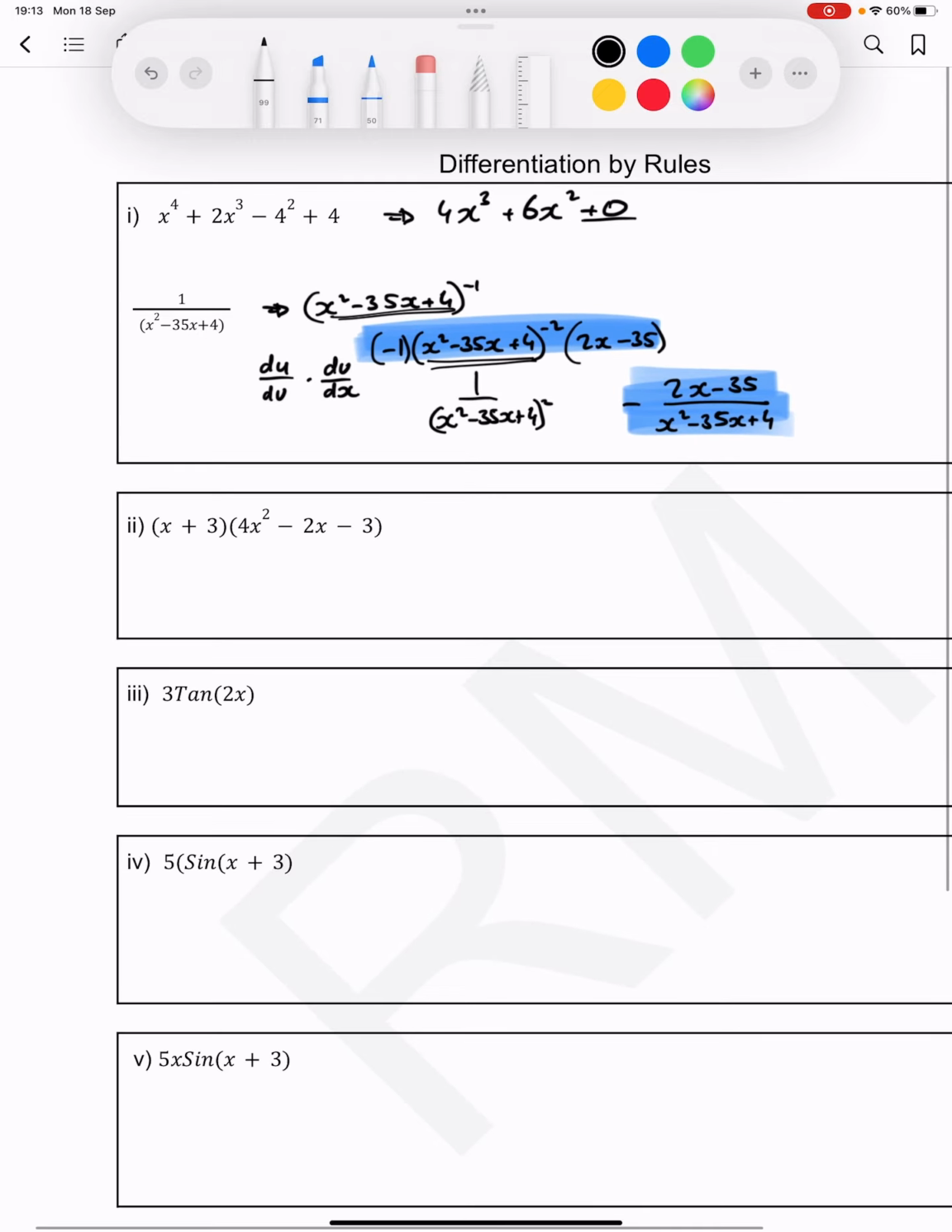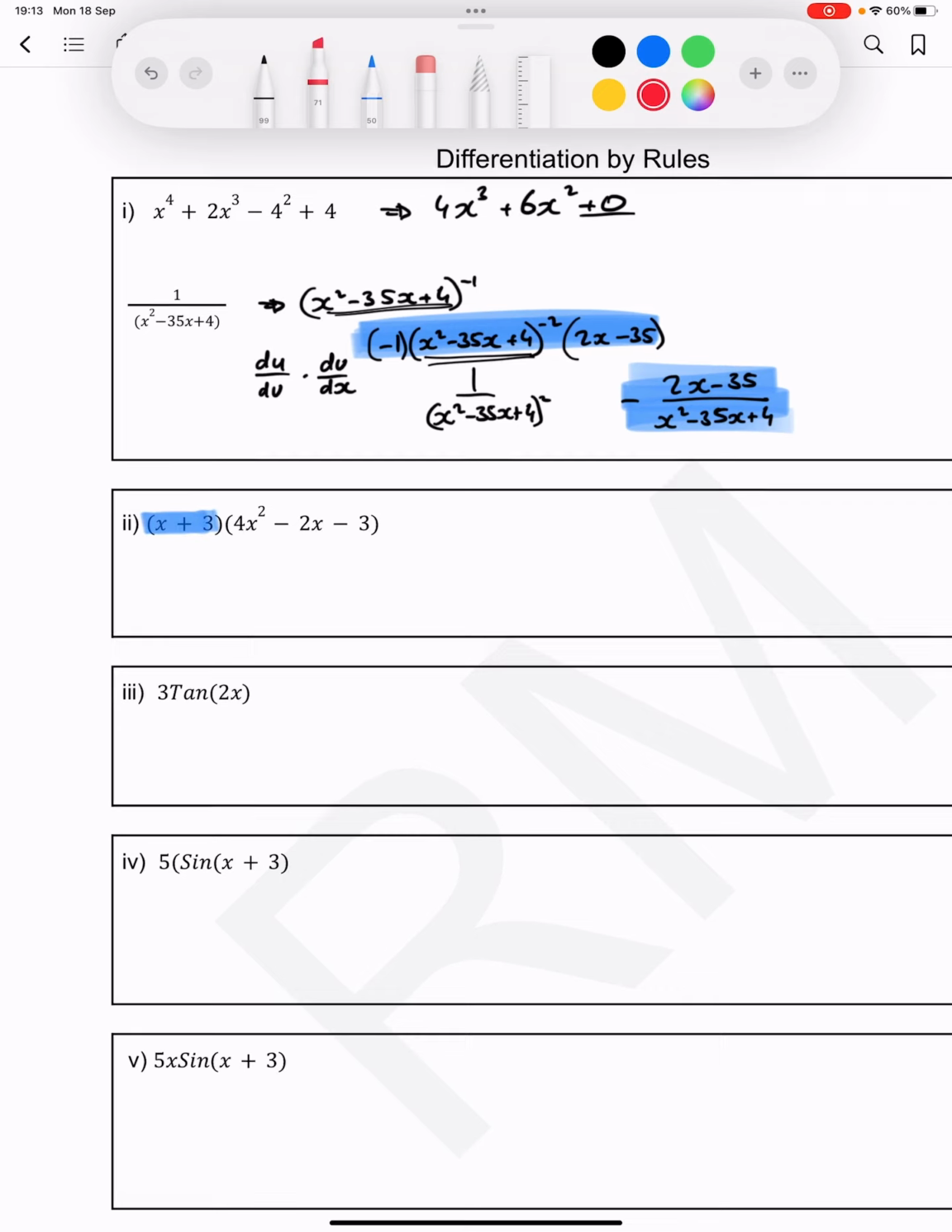Let's keep going while we're going well. This one here. What should jump out for me here is that this is 2 separate functions getting multiplied together. So you have one function times this second function here. And if you see 2 functions multiplied by each other, label one u, one v, and it's going to be the quotient rule, or sorry, the product rule. The formula for that is u dv/dx plus v du/dx.